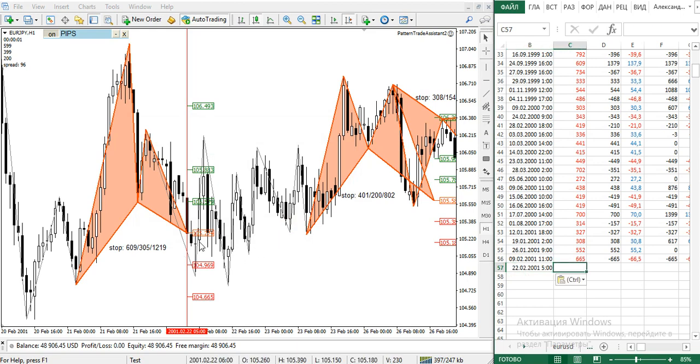Then we went lower, then we reversed, went higher, hit half, then hit full, reversed to entry, and hit break even. So the result is 609, 609 for the first and 0 for the second.